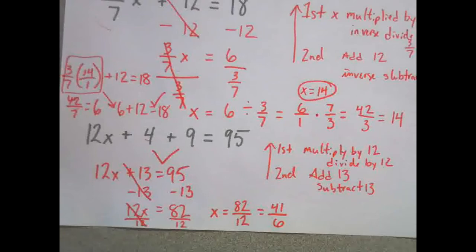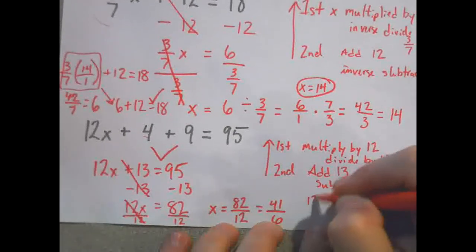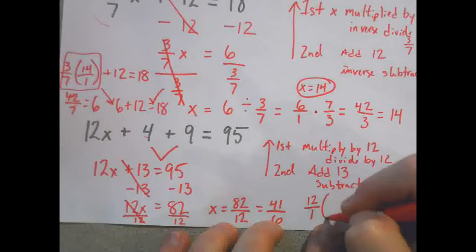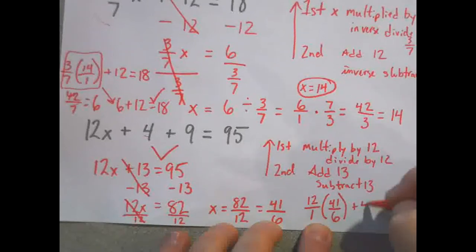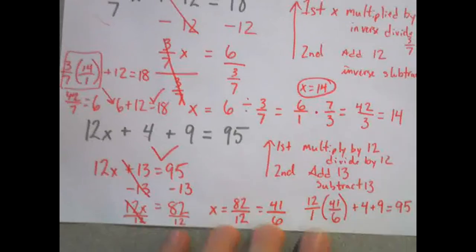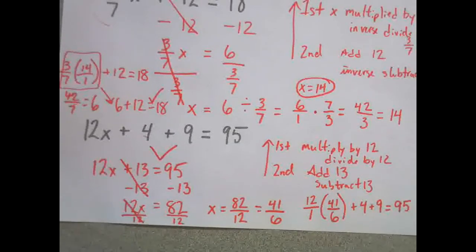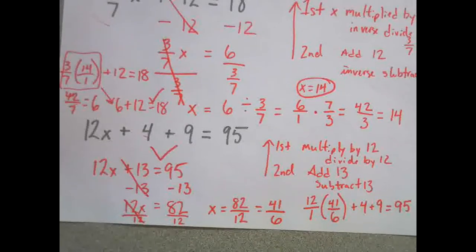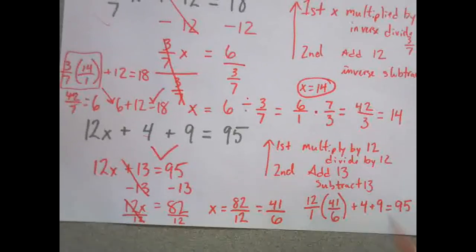And I can substitute it back in. I like to put it back in my original equation just to make sure I'm correct. Okay, so when I do that, 12 times 41 is going to give me a large number. It's going to give me actually a pretty large number. It's 492 over 6.